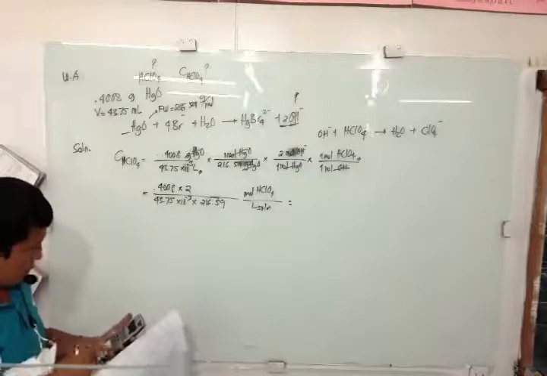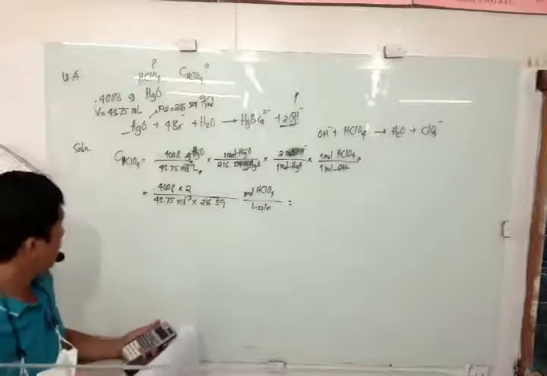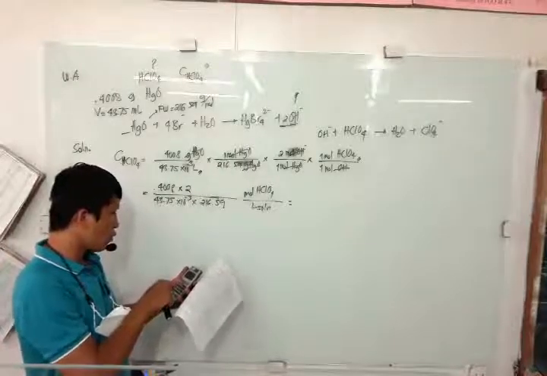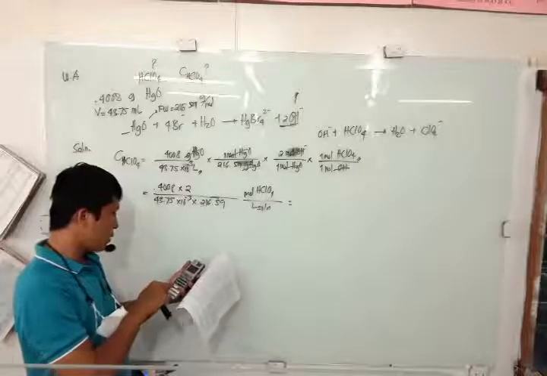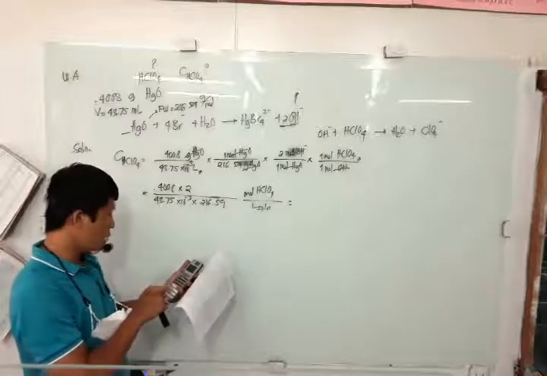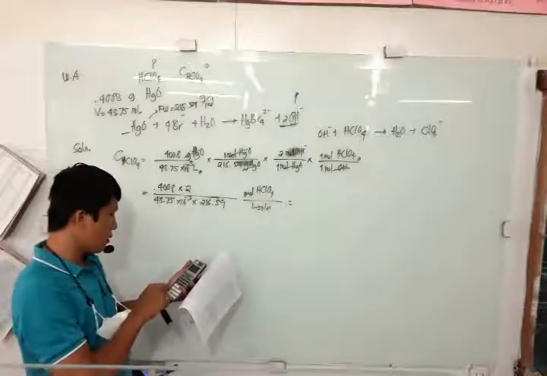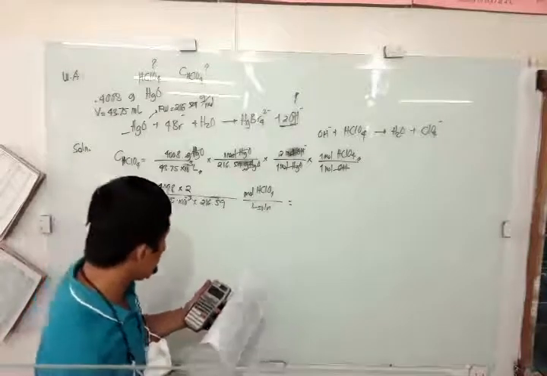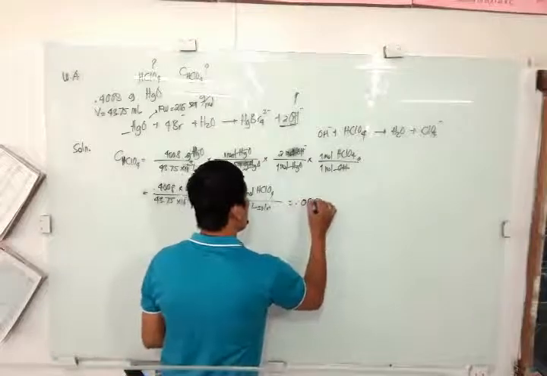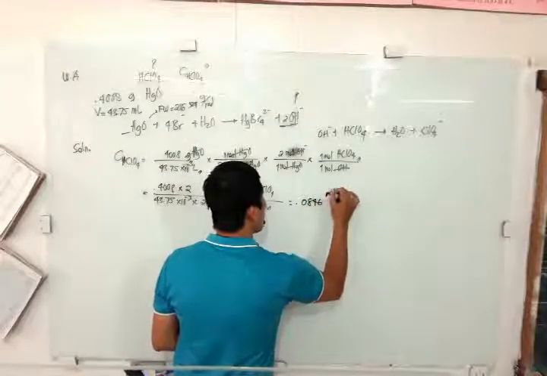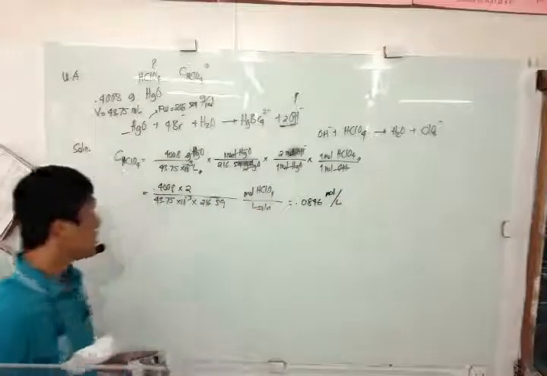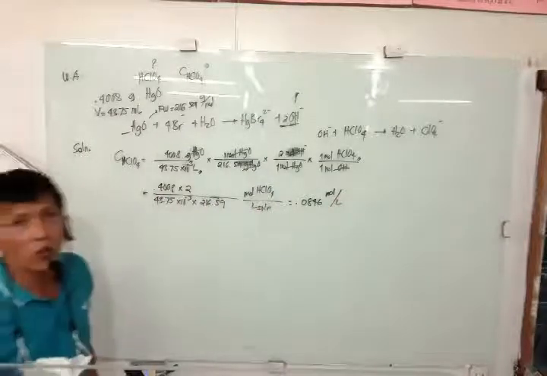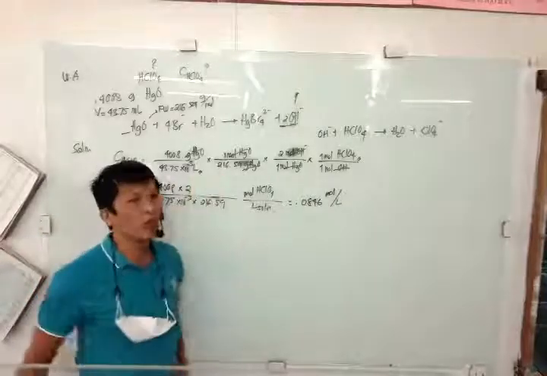Get our calculator. You have 0.4008 times 2 all over 43.75 exponent negative 3 multiplied by 216.59. By that you have 0.0846. 0.0846 mole per liter. That's the molarity of the HClO4 that was used to titrate. Of course, this is titration.